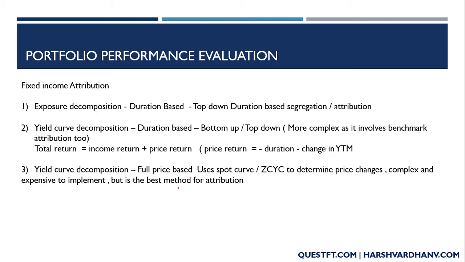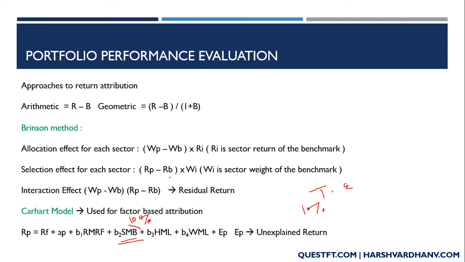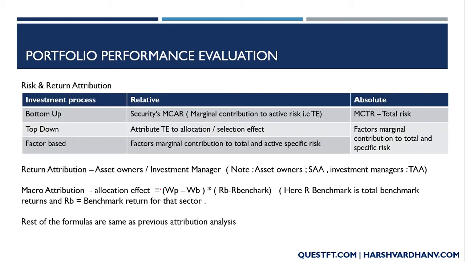So let us compare the formulas. In the micro attribution, the allocation effect is WP minus WB into RI, where RI is the sector return for the benchmark. The formula remains the same when you're doing macro attribution. Till here it remains the same.